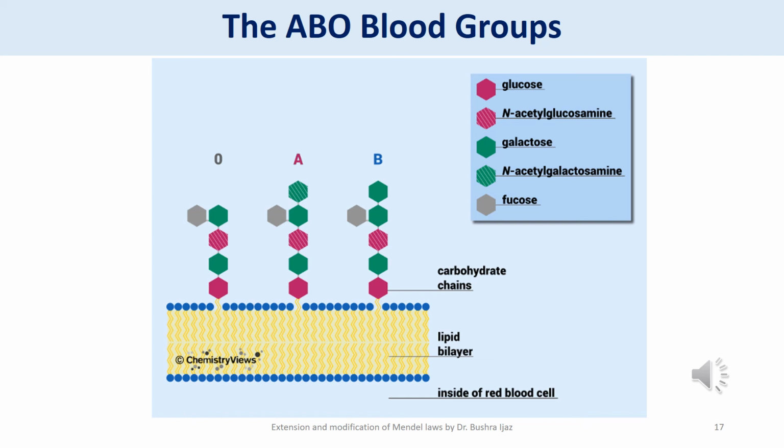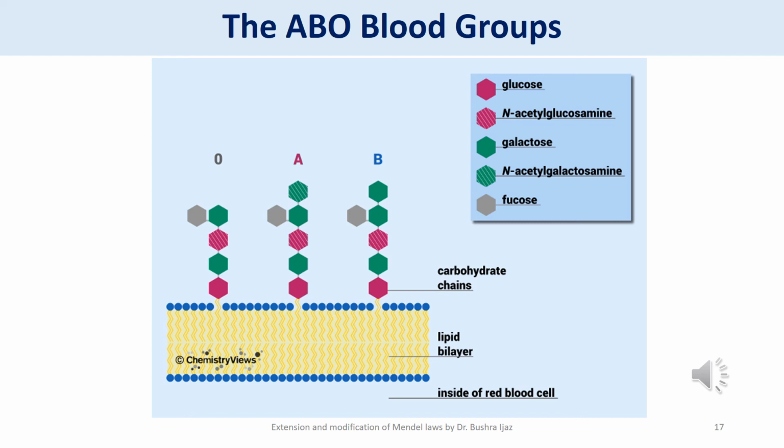These hexagons, attached by covalent bonds, are different units of the sugar molecule, in which the red ones are the glucose units. The pink ones, which have lines in them, are units of N-acetylglucosamine, which is also a sugar molecule, but a modified one. Then we have the green ones, which are the galactose units, and then N-acetylgalactosamine, represented by the hexagons which are green in color and have lines inside them.